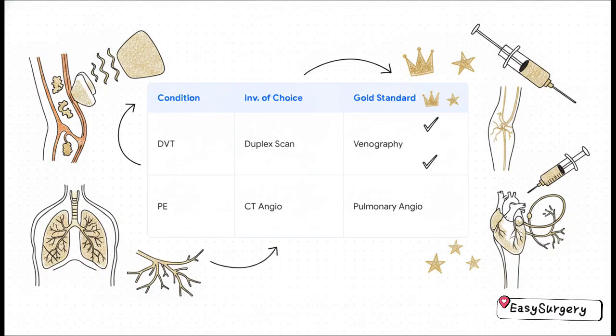But in diagnostics, there's a massive difference between what's considered best and what's actually practical. For DVT, the so-called gold standard investigation is venography, and for a pulmonary embolism, it's pulmonary angiography. But here's the catch. These gold standards are highly invasive, so in reality, they're rarely done. Instead, the standard investigation of choice for DVT is a duplex scan, which combines color Doppler and B-mode ultrasound. And for pulmonary embolism, the investigation of choice is a much safer CT angiography.